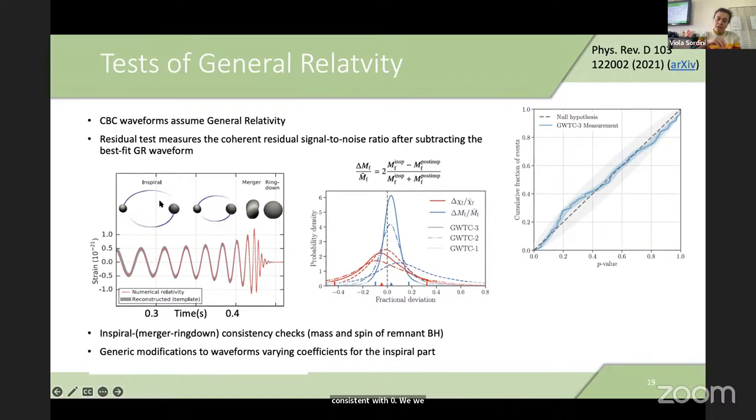I told you that we have an analytical description for this inspiral part. So we also allow in parameter estimation for some generic modification to the coefficients of this analytical expansion, and we find that all the possible variations are consistent with zero.